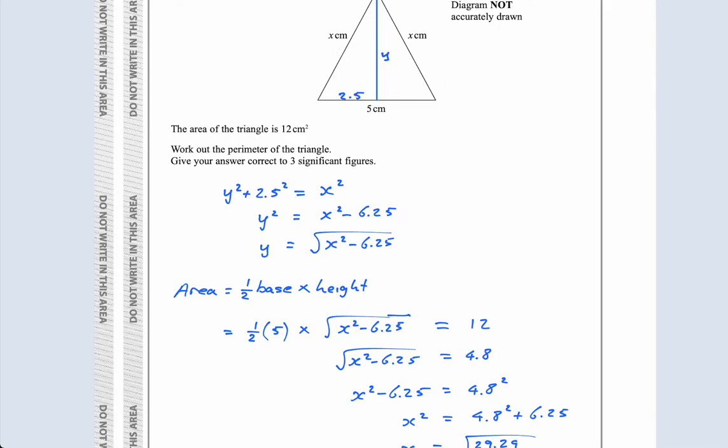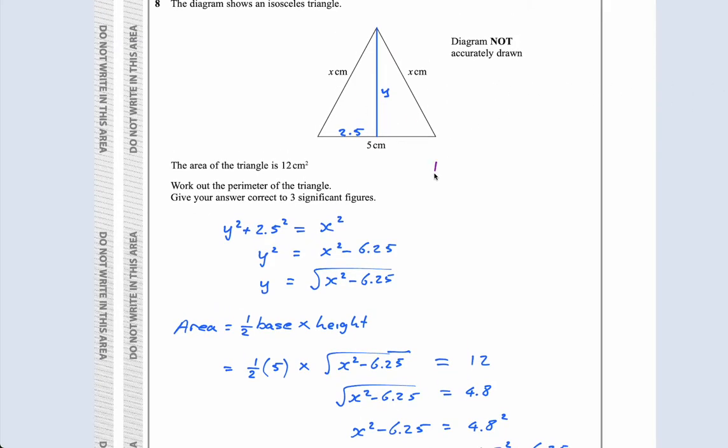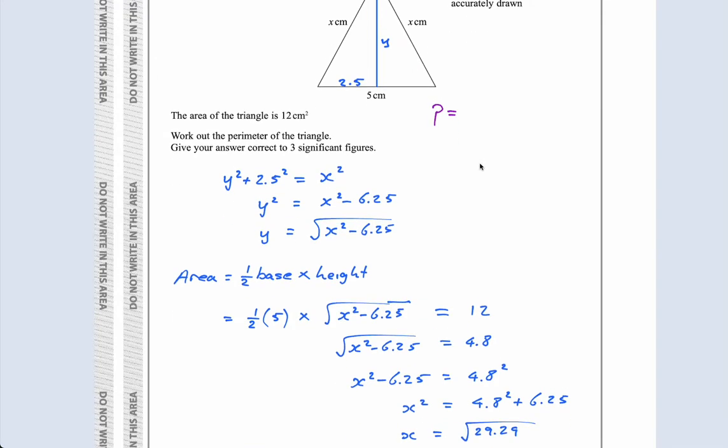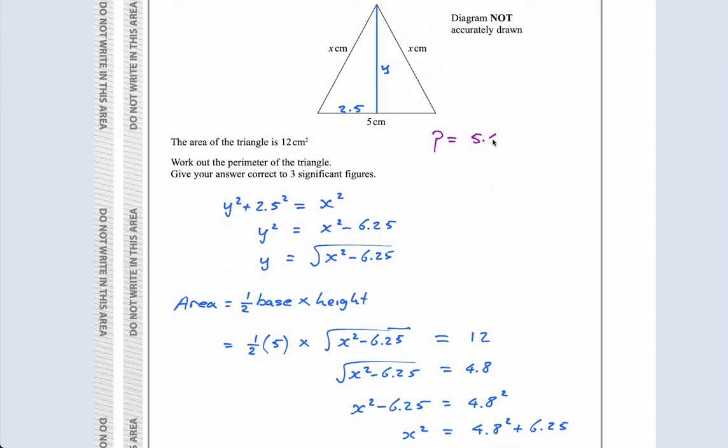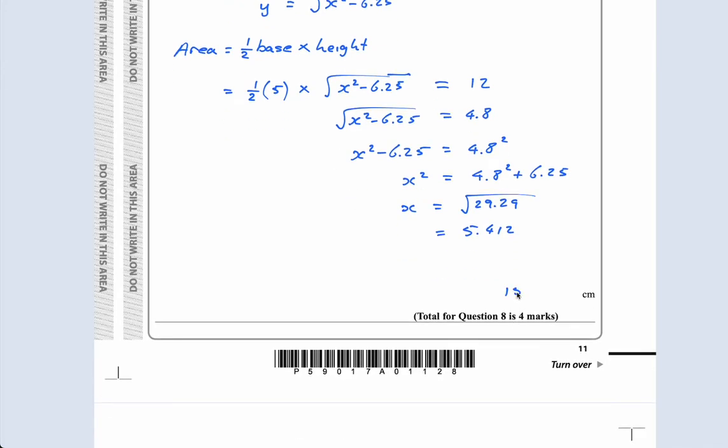So the perimeter, I'll write it here just so we're clear. The perimeter is 5.412, that's x, plus 5.412, that's the other x, plus 5, because there's a 5 here. So it's this plus this plus this, which is equal to 15.824. To 3 significant figures, that is 15.8.